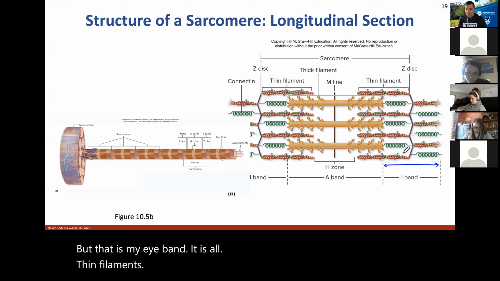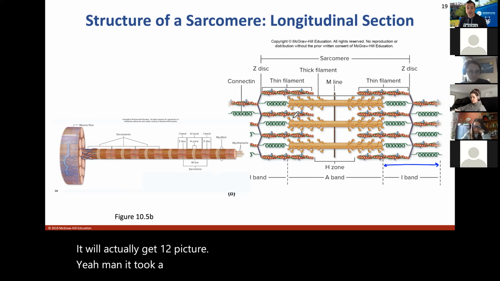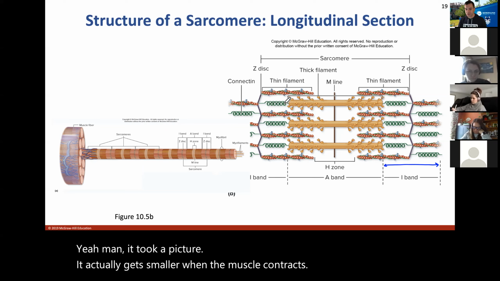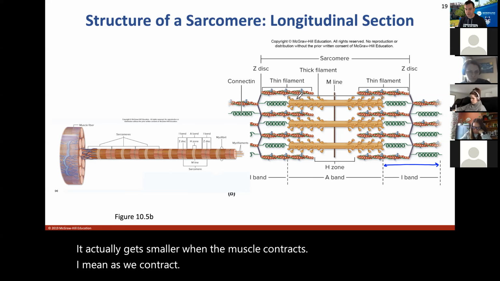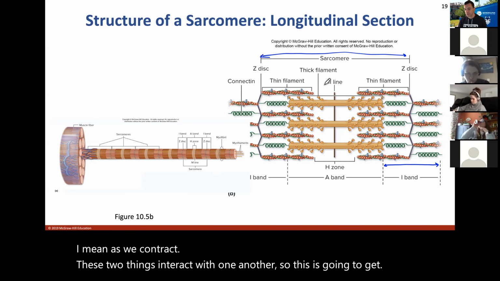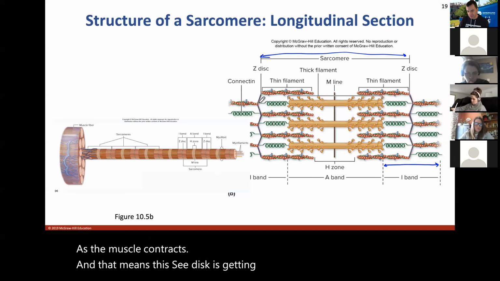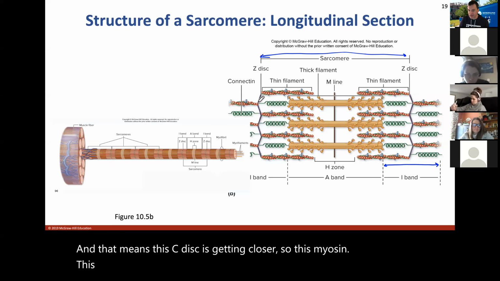It actually gets smaller when the muscle contracts. As we contract, these two things are interacting with one another, so this will get smaller as the muscle contracts. And that means this Z disc is getting closer. So this myosin coil is contracting and pulling that myosin over.